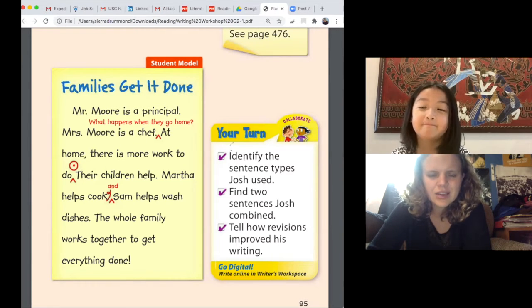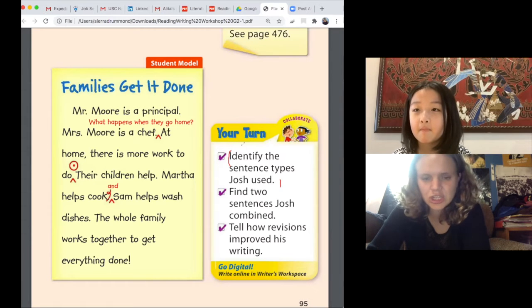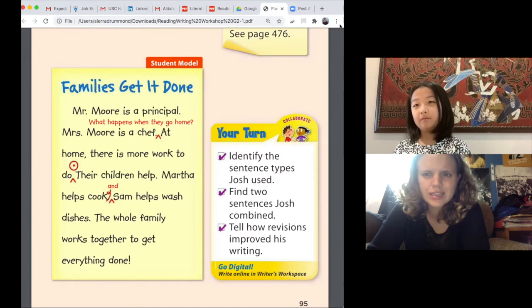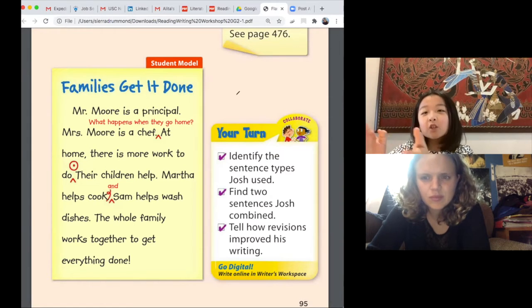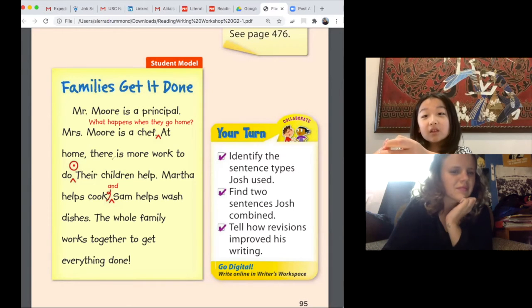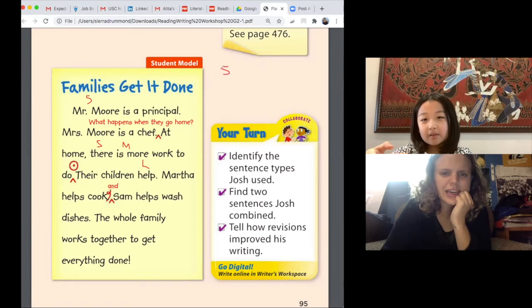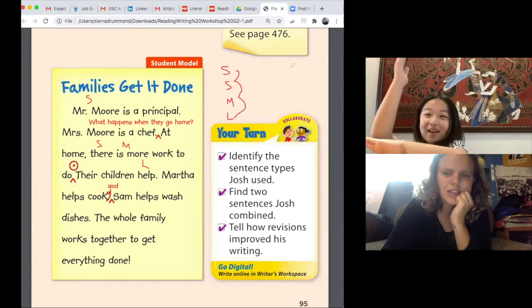Very good. So can you identify the sentence types Josh used? Did he use long, short sentences? What kind of sentences did he use? Let me see. Short, medium, long. Good. So that's good. You just want to make sure that it changes, right? It doesn't all stay the same.